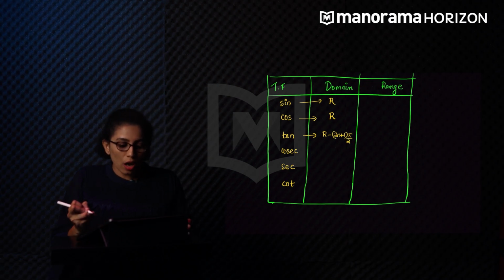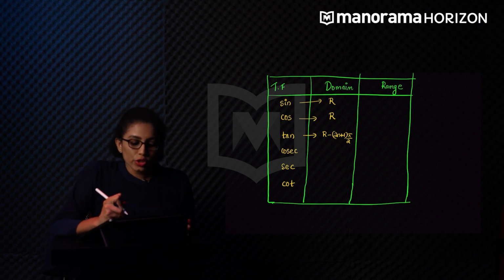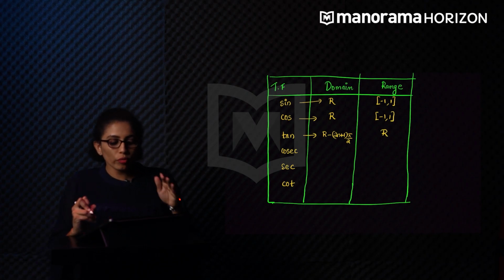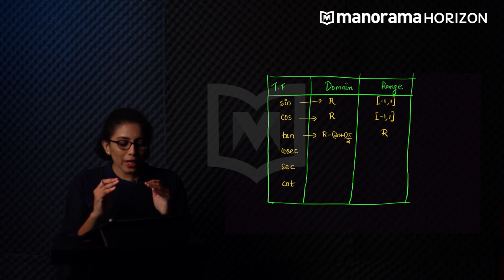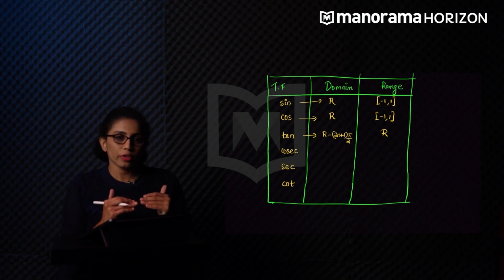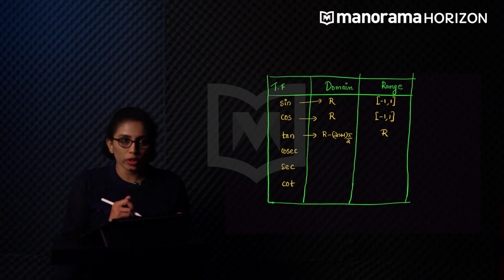Alright. Now, what about the range? Range of sine ranges from minus 1 to 1. And for cos, it is minus 1 to 1. And for tan, it is the set of all real values. So, we have found the domain and range of sine, cos and tan. Now, we have to calculate the domain and range of the other three trigonometric functions, that is cosec, sec and cot. Now, first we will deal with cosec.